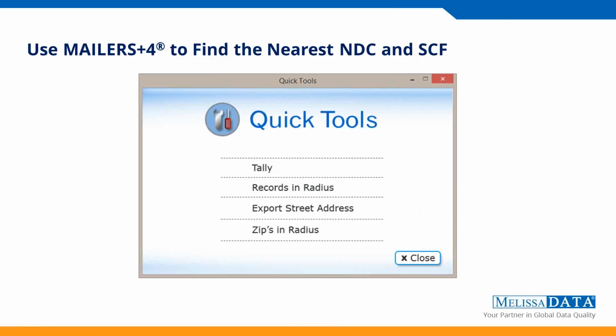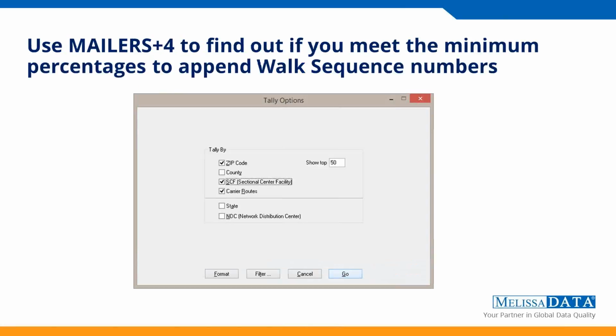As we did in the previous webinar, we discussed finding the destinations, and in our software Mailers Plus 4, you can use the quick tool Tally in order to find the destinations where you could qualify for the SCF, NDC, DDU discounts. Also, I wanted to point out in this webinar that carrier route as well as sectional center facility are highlighted, and so you can use Tally to find the percentages of the carrier route within your list to see if you could qualify for appending the walk sequence numbers to make it into a saturation list.